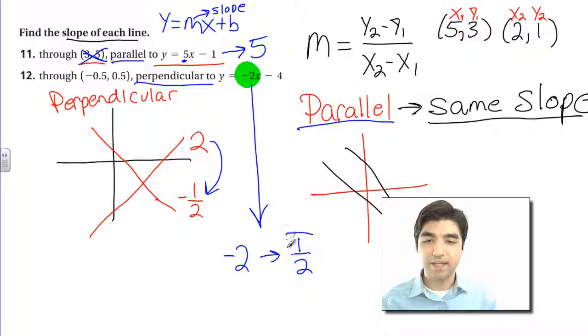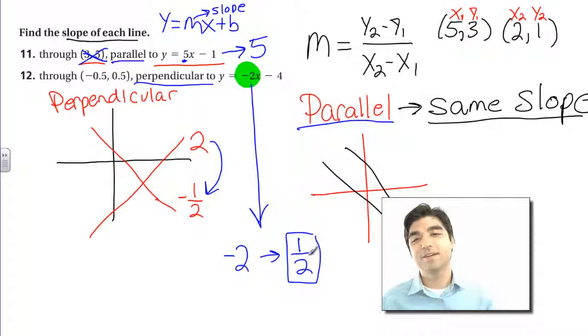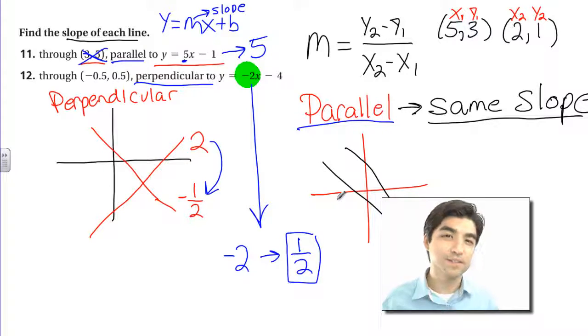So if it was negative before, now it's positive. So the answer is the slope of a line that goes through this point and is perpendicular to that line is 1/2. Okay, so hopefully you understood all that.